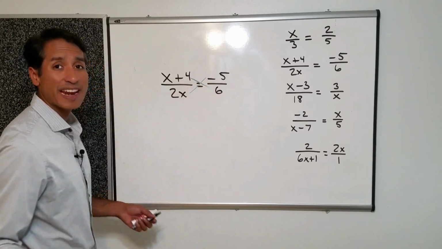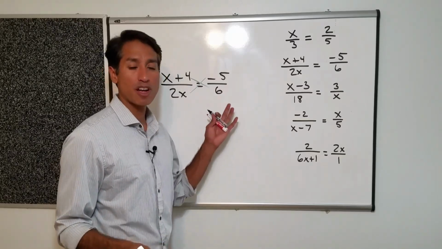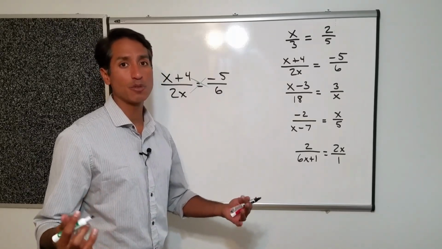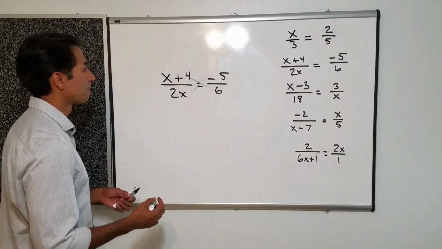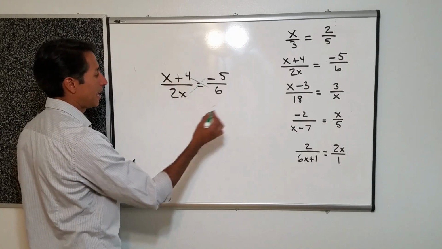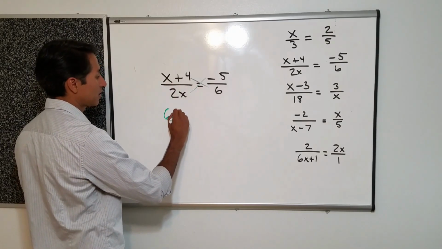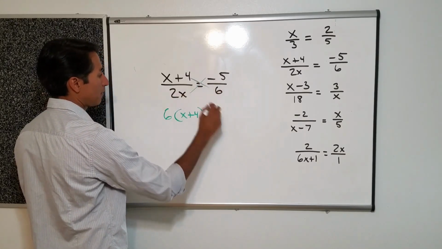I always draw that out just because it reminds me what to match with what. As the problems get more complicated, I like having visuals in my work because I think it's easy to follow what I'm trying to do. I got this times this. Now, I could probably do that in my head, but I'm going to write it out. Okay, so 6 times x plus 4 equals negative 5 times 2x.